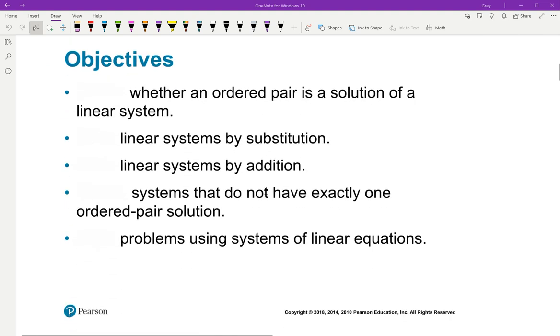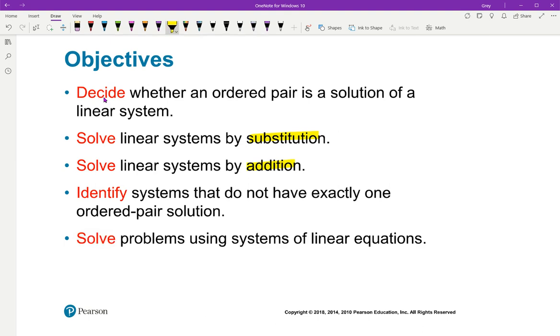So you've done this before. Just to refresh your memory, what we're going to talk about in this video: first and foremost, decide whether an ordered pair is a solution of a linear system. We're going to solve linear systems by substitution. We're going to solve linear systems by addition. We are going to identify systems that do not have exactly one ordered pair. And then last but not least, we're going to solve word problems using linear systems.